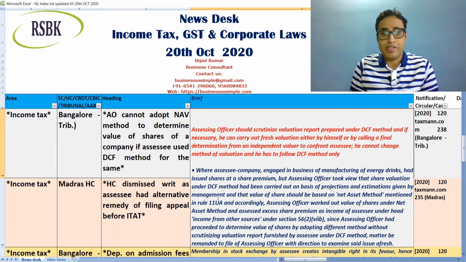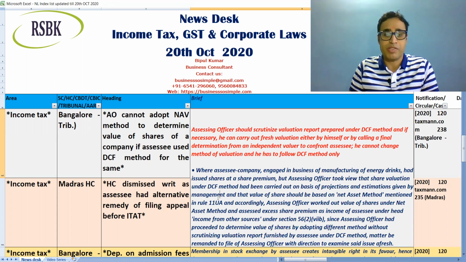Where the assessee company engaged in the business of manufacturing of energy drinks had issued shares at a share premium, but the assessing officer took the view that share valuation under DCF method had been carried out on the basis of the projection and estimation given by management, and that the value of the shares should be based on the net asset method mentioned in Rule 11UA. Accordingly, the assessing officer worked out the value of the shares under the net asset method and assessed the excess share premium as income of the assessee under the head income from other sources under section 56(2)(viib). Since the assessing officer had proceeded to determine the value of the share by adopting a different method without scrutinizing the valuation report furnished by the assessee under the discounted cash flow method, the matter was remanded to the file of the assessing officer with direction to examine the said issue afresh.